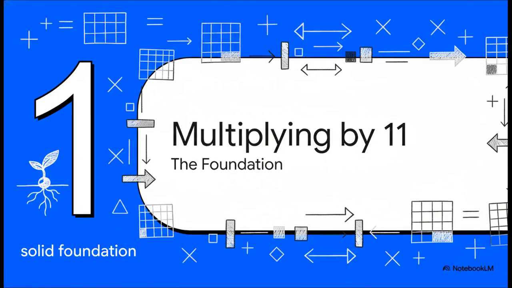So, to build up to the really big stuff, we've got to have a solid foundation. We'll start with the classic trick for multiplying by 11. But, and this is key, we're going to learn it in a very specific, systematic way that's going to be crucial for everything that comes next.